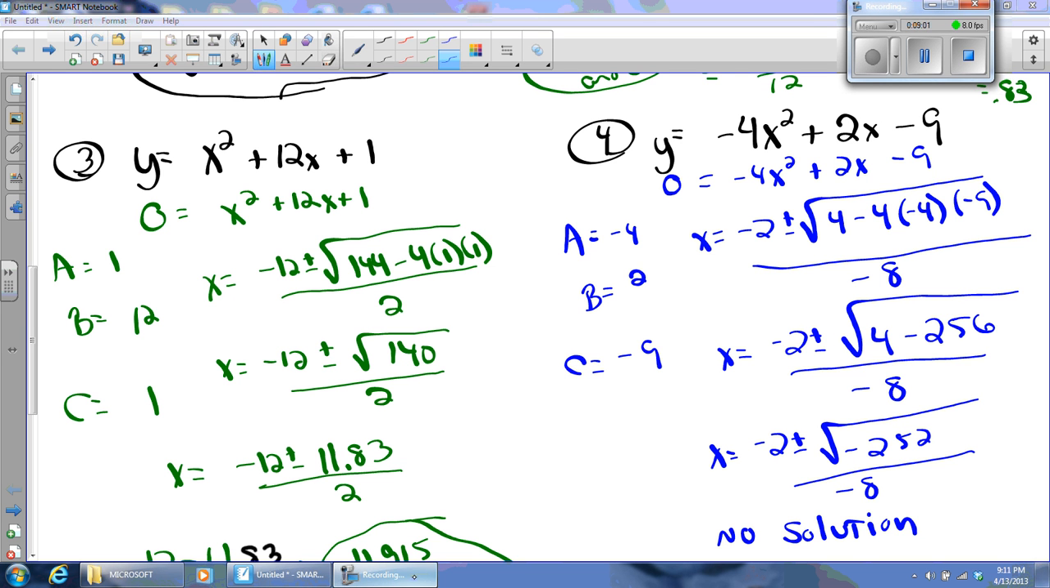All right, now I guess that's it. It's really pretty simple. We're just solving. Remember, they're not linear, so we have to use the quadratic formula to solve them.